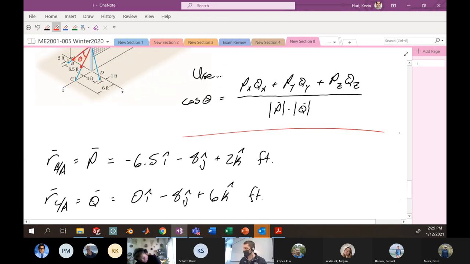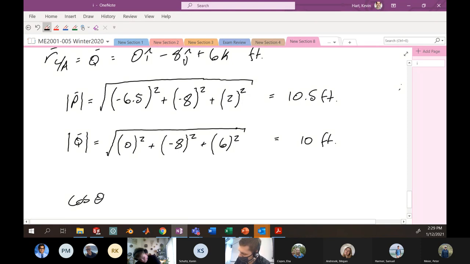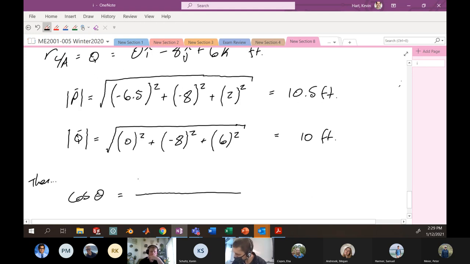Now back to my general equation. I'm ready to plug everything in and calculate the cosine of the angle between. Let's separate the numerator and the denominator. The numerator is PxQx: here's Px, negative 6.5, here's Qx, 0. Plus PyQy, negative 8 times negative 8, plus PzQz, here that's 2 times 6, all over the product of the magnitudes of the two individual vectors.